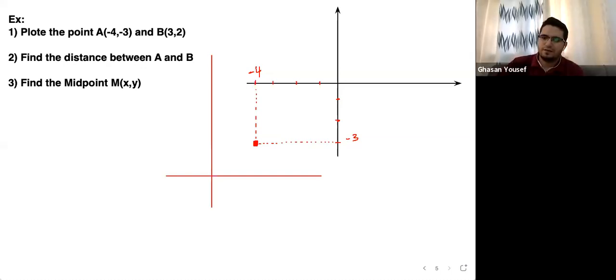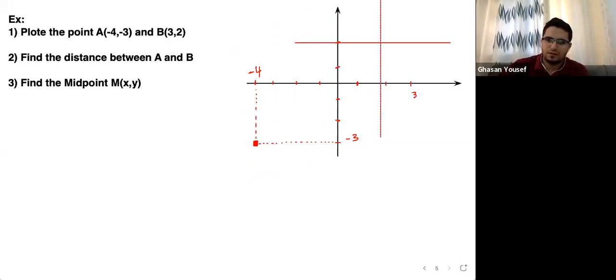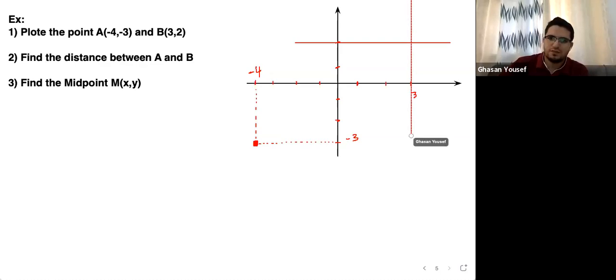So here I have 3. The 3 will be around here, 1, 2, and 3. The 3 is the x coordinate, so this is my 3 here. And the y coordinate is 2, so here's 1, here's 2. Like I said before, the intersection between the 3 and the 2 will be around this point.